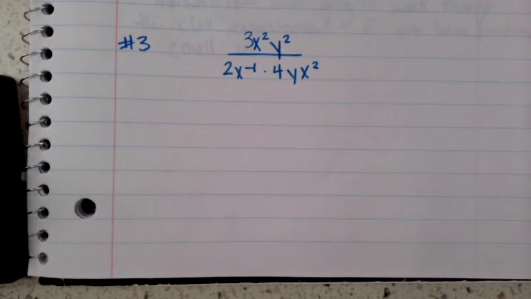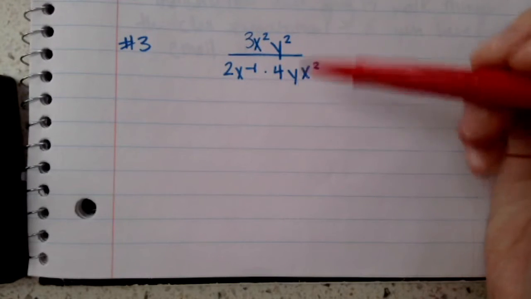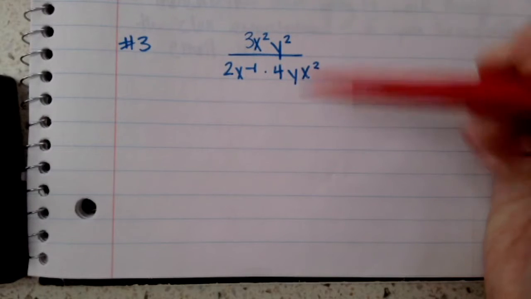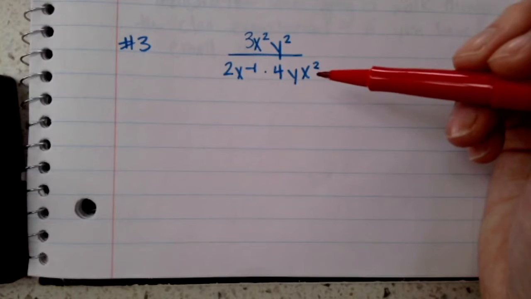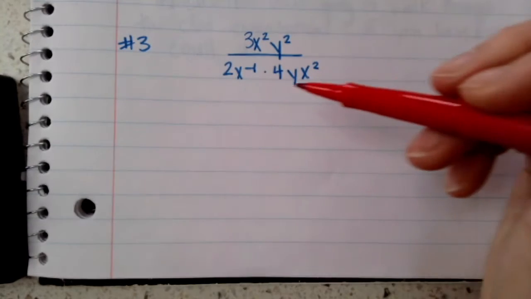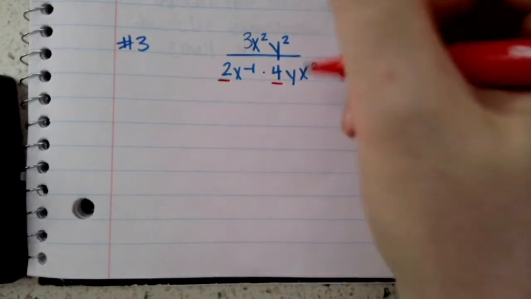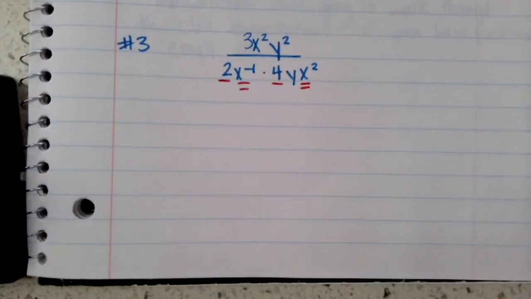For problem number 3, we have a big fraction, and when you have a big fraction like this, yes, first check for zero rules and parentheses, but then when you don't have those, you want to simplify whatever is the most complicated. So in this case, the bottom is fairly complicated, and so we would want to look at our like terms, and we are going to combine them using the product rule.